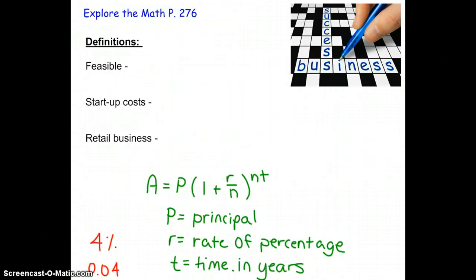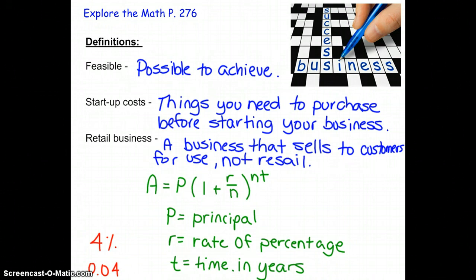Next, we're going to read the Explore the Math on page 276. You can do that now and copy out the following 3 definitions. And just check to make sure your definitions are as I have them here.